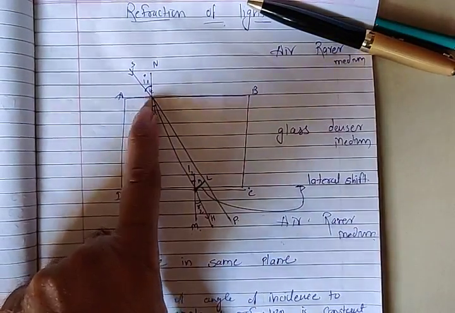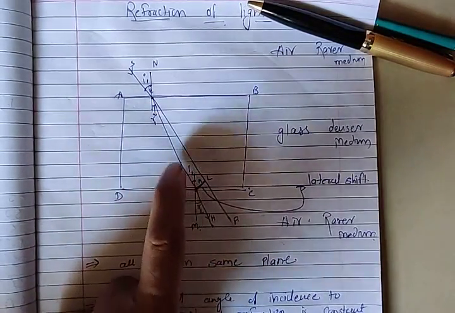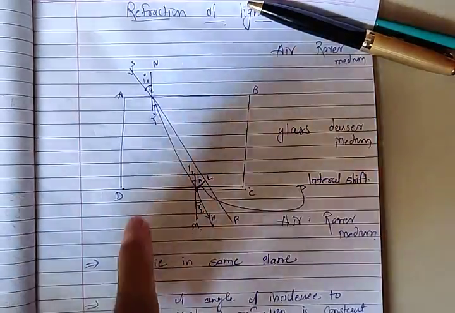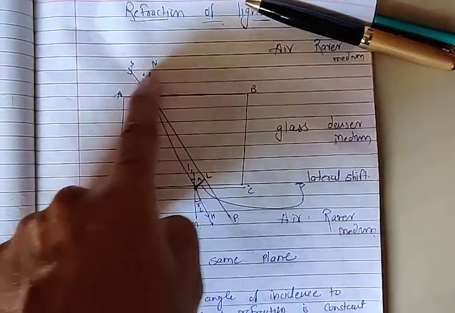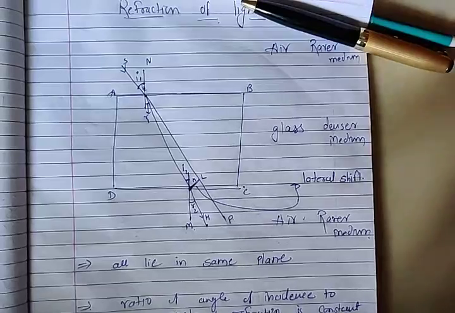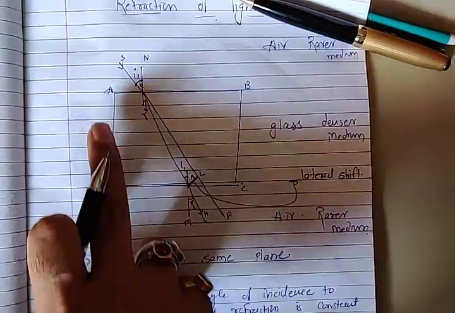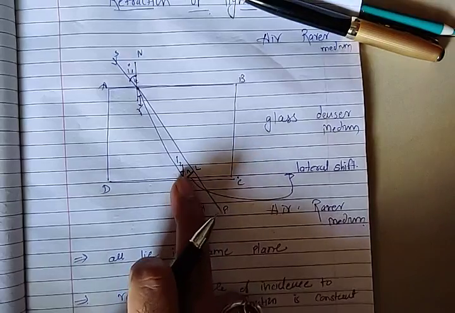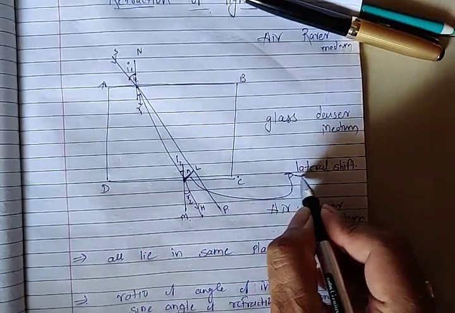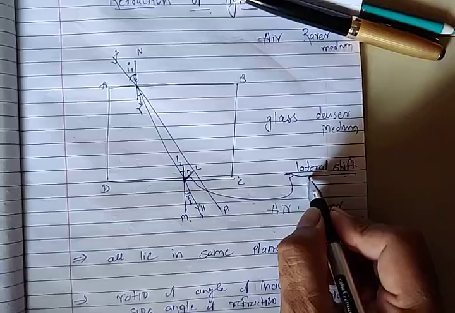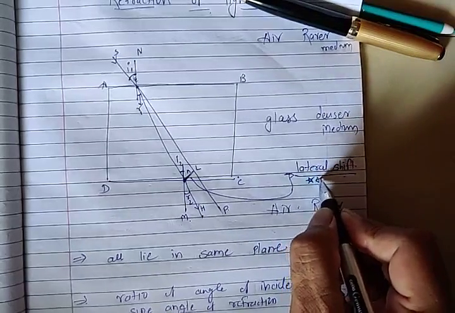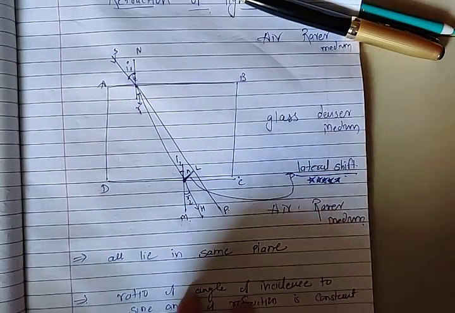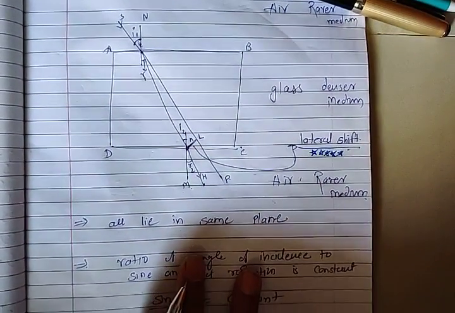So this angle I is equal to R, and this I is equal to R2. So this proves refraction of light. When the ray once again comes to the same medium, the angle of incidence is equal to the angle of emergence, but it shows a certain deflection. This deflection is known as lateral shift. This is a very important phenomenon, and due to it we see plenty of phenomena in nature, like the twinkling of stars and others.